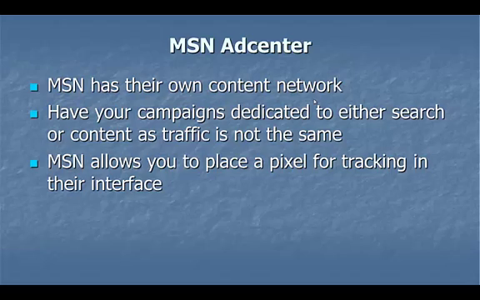Now, MSN does allow you to place a pixel for tracking in their interface, and from what I've noticed, their pixel is practically 99.9% accurate. So if you want to track right down to the keyword level on the MSN platform, you can do that by pulling your MSN pixel and having your CPA affiliate manager place the pixel for you. Or if you're advertising a CPA offer through a CPA network where they allow you to self-place your pixels, you can once again do that with the MSN pixel.